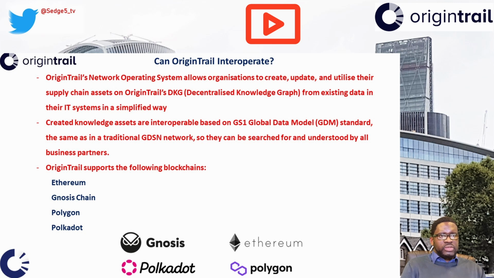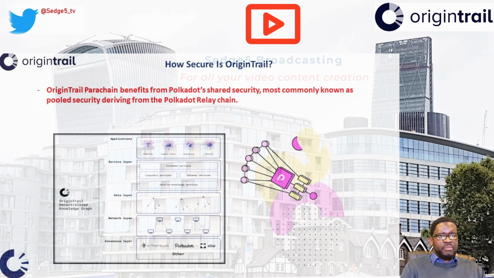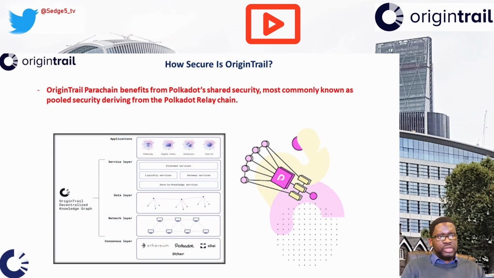As far as security is concerned, the OriginTrail parachain benefits from Polkadot's shared security, most commonly known as pooled security, deriving from Polkadot's own relay chain. Now let's jump into some of the use cases for OriginTrail, starting with the tokenomics.